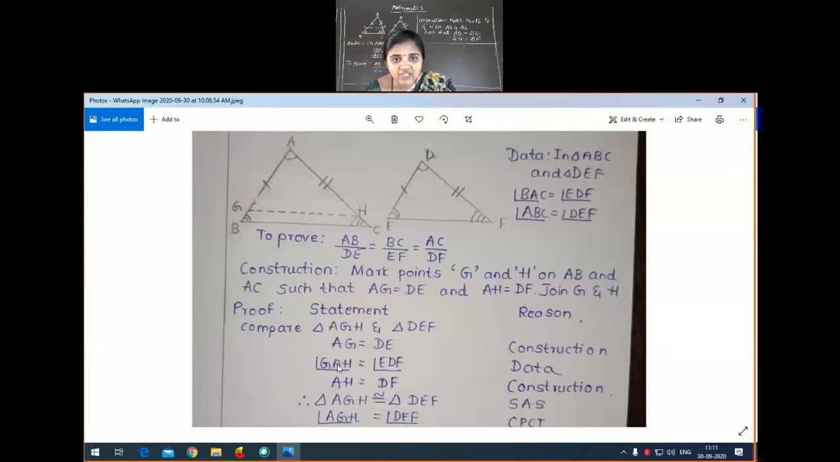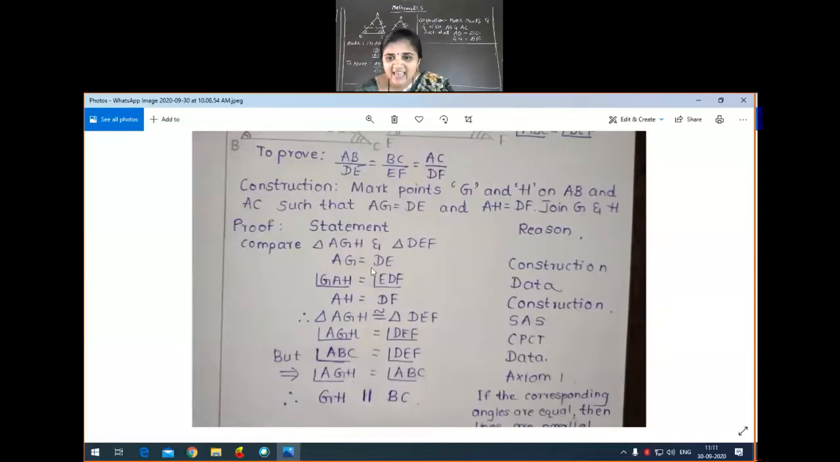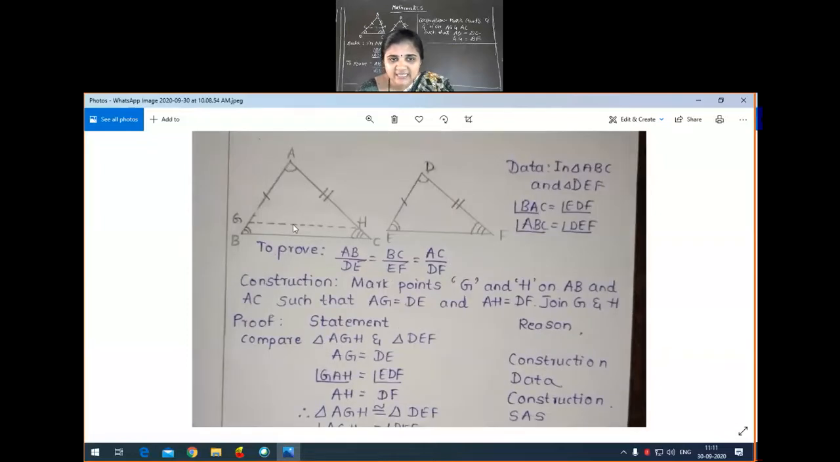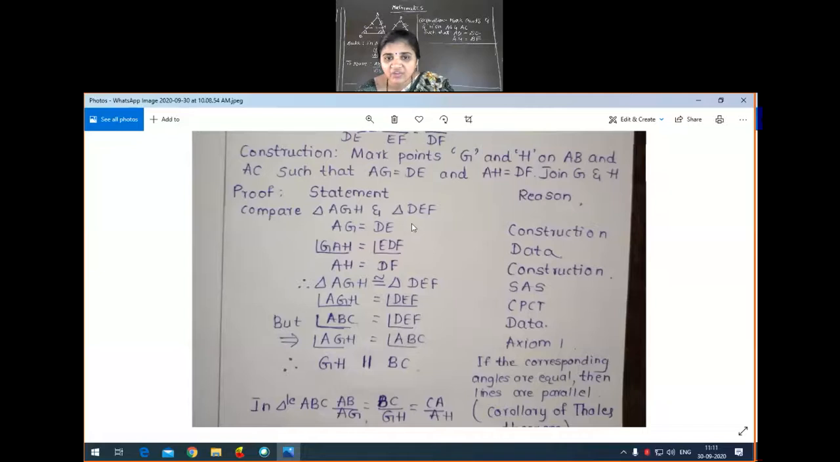Then AH is equal to this side, AH is equal to DF, again by construction. Now the proof: we proved SAS, no? Side, angle, side. Two sides and the included angle of one triangle are equal to two sides and the included angle of the other triangle, then these two triangles are said to be congruent to each other. Therefore, triangle AGH is congruent to triangle DEF according to SAS congruency.